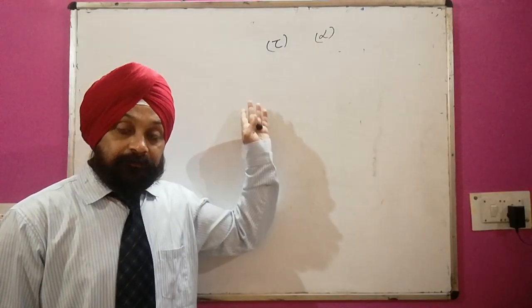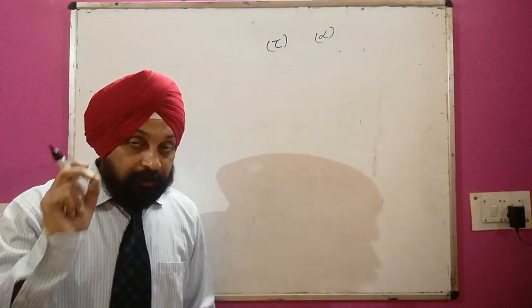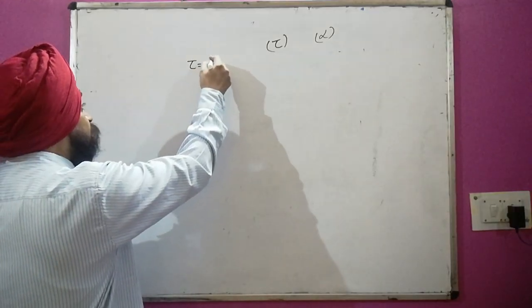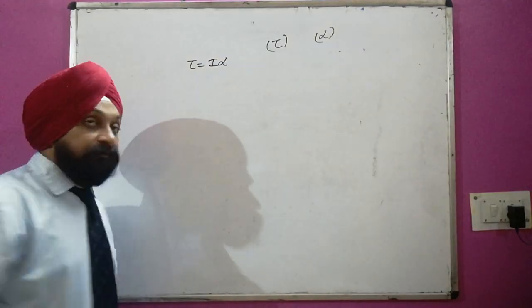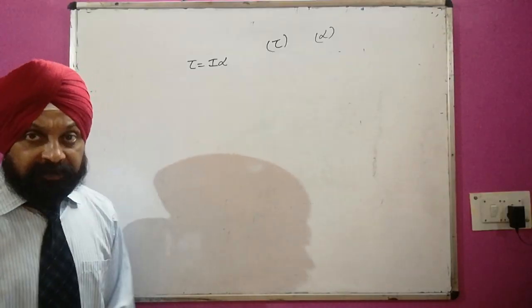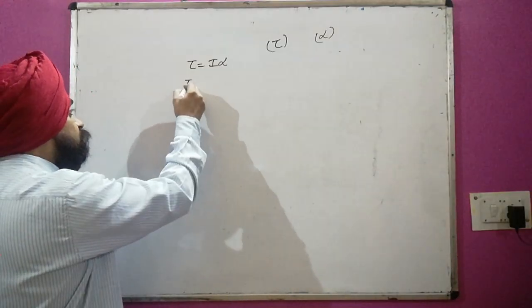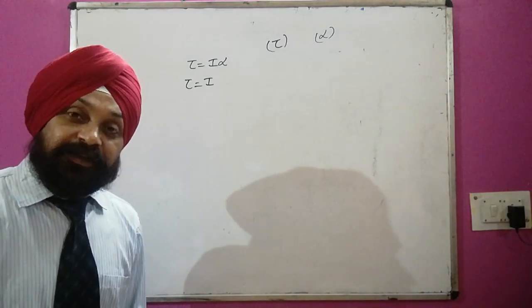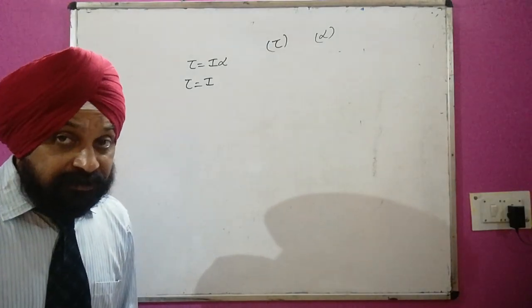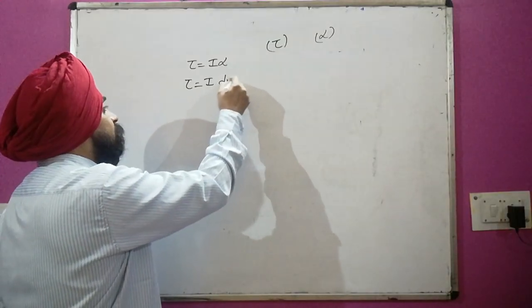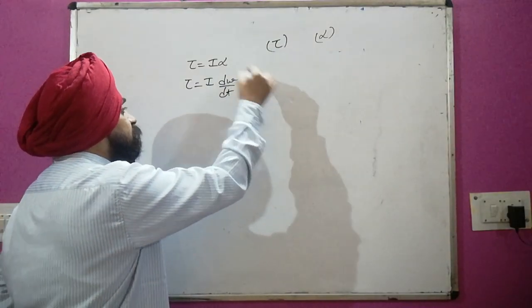Stop. We know that tau equal to I alpha. In earlier classes, we had derived this tau equal to I alpha. Now, what is this alpha? Angular acceleration. It is the rate of change of angular velocity. So this alpha can be written as d omega by dt. Equation number 1.